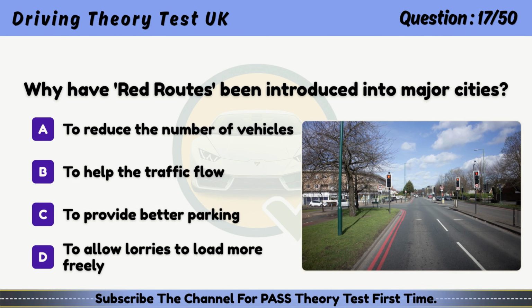Question 17. Why have red routes been introduced into major cities? Option A. To reduce the number of vehicles. B. To help the traffic flow. C. To provide better parking. D. To allow lorries to load more freely.